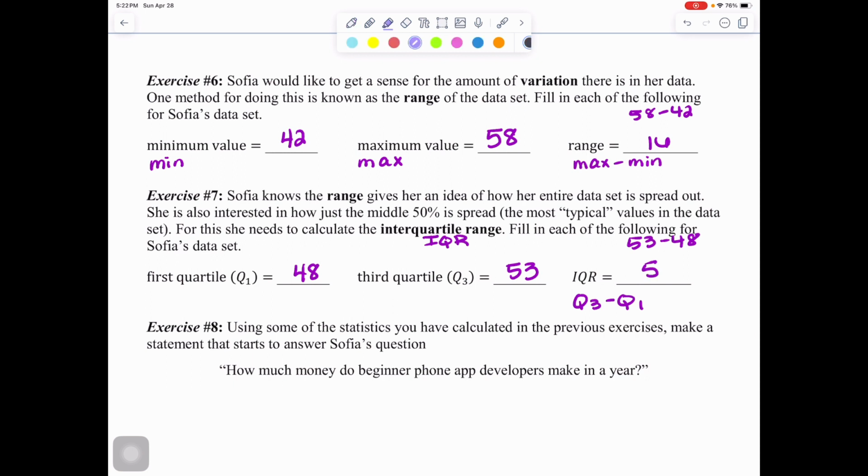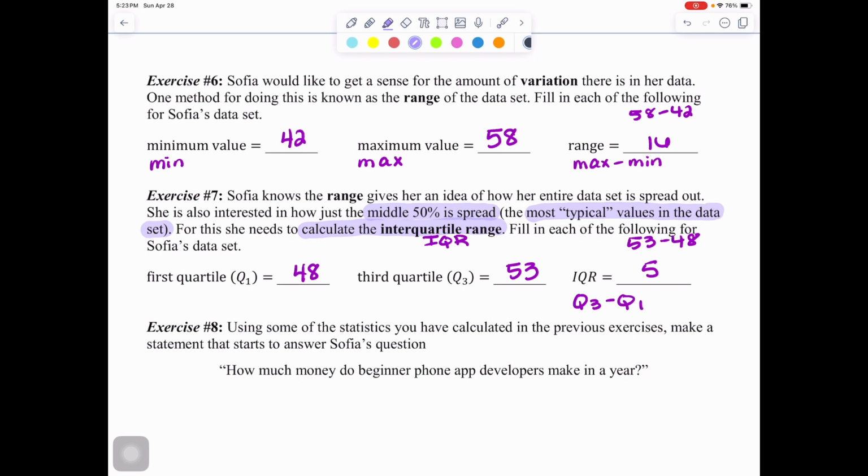So I do want to go back and highlight a couple of things here. Remember, IQR was because she wanted just the middle 50% of the spread, and the reason is because that's the most typical values of the data set. So for that, we calculated the IQR, which I showed you in that last spot.